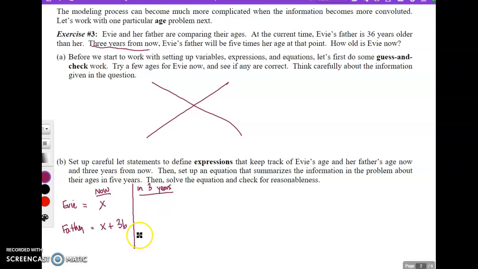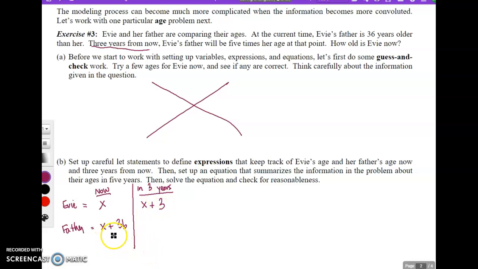All right, so suppose you're 14 now. How old will you be in 3 years? You'll be 17, right? How did we go from 14 to 17? We added 3. So if we're going into the future, we would add the number of years that we need, from wherever we started. So Evie is now X. How old will she be in 3 years? She'll be X plus 3.